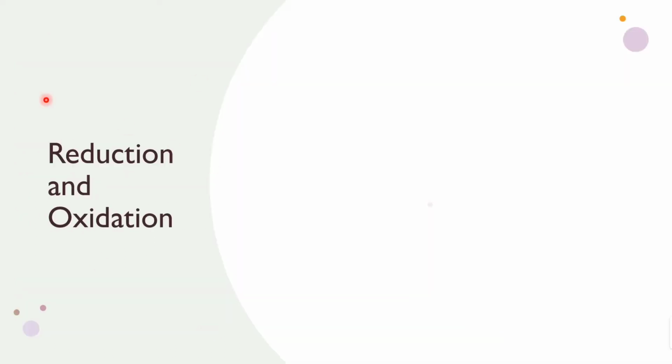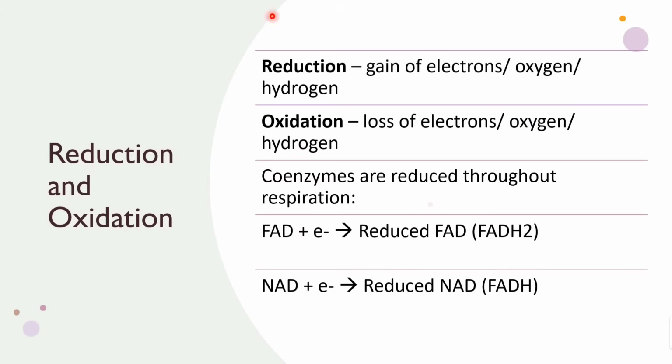Before we go into these stages, we just need a quick recap of reduction and oxidation. Reduction is the gain of electrons, oxygen or hydrogen. Oxidation is the loss of electrons, oxygen or hydrogen. It could be either of these depending on what process you're looking at.